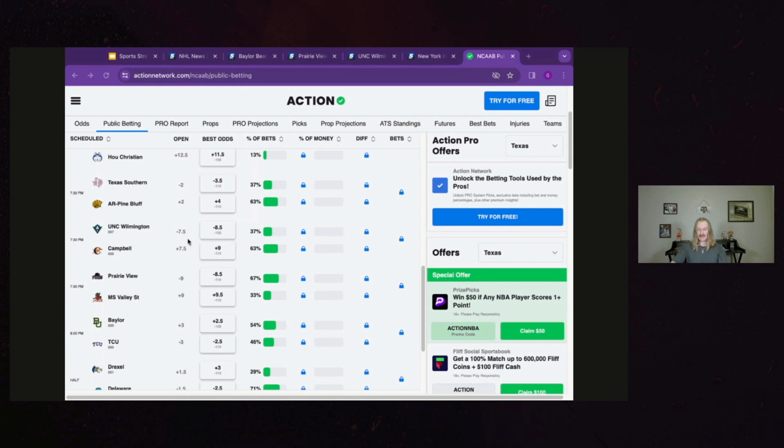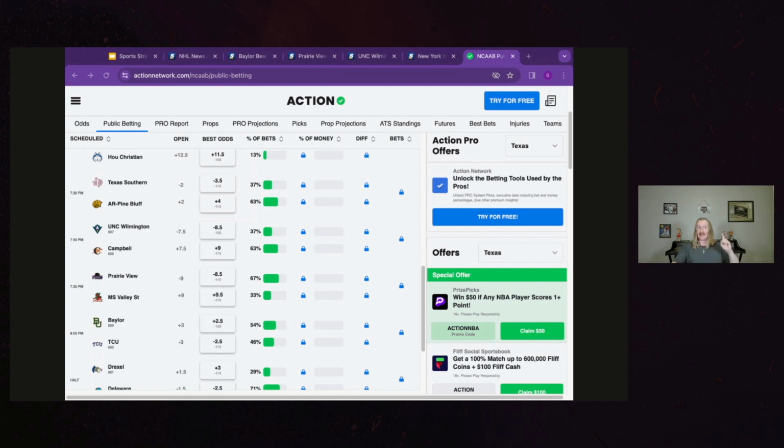But this line, this is the opening line here. This line opened at Campbell +7.5. They're receiving 2/3 of the bets. And for some reason, this line has moved out to Campbell +9. What that means is that the books are really trying to keep the dollars on this game even on both sides. However, the percentage of bets rolling in on Campbell is higher than the percentage of bets rolling in on UNC Wilmington.